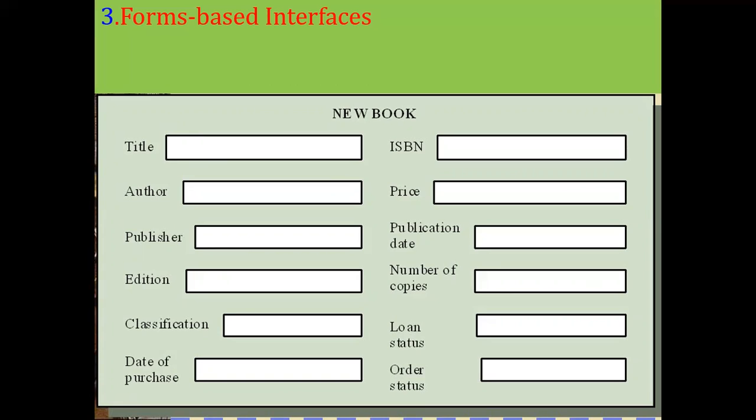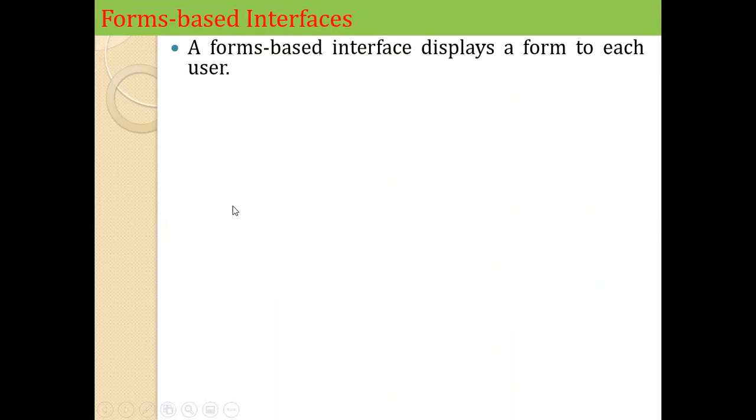Assume that you want to purchase or display details of a new book. Assume that you have maintained a library. There you are maintaining an online database of the library system: availability of the textbook, date of purchase, the price of the textbook, number of copies available. Then we can take, for example, this one such example of a form. In this type of interface, it will display a form to each user.